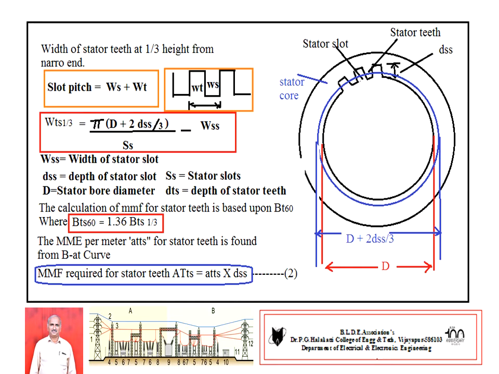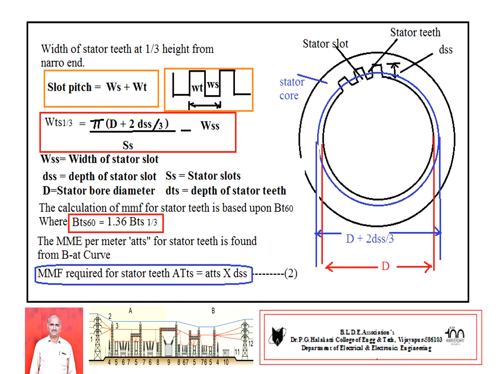Now the width of stator teeth at 1/3 height from the narrow end is also very interesting. Before that, slot pitch equals width of slot plus width of teeth, that is, width of slot plus adjacent teeth. You remember, therefore width of teeth becomes slot pitch minus width of slot. This you remember, a general expression. Once again, width of teeth equals slot pitch minus width of slot. So you refer to the diagram. You see there what diameter we have to take at 1/3 height from narrow end.